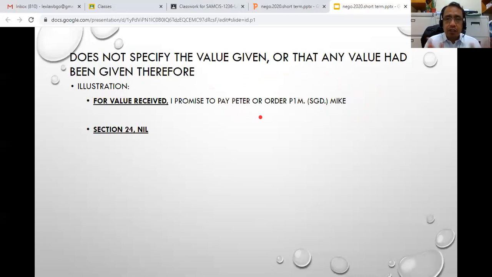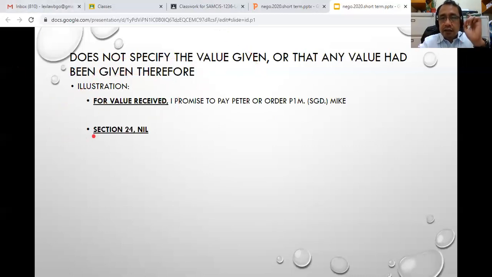For value received, what is that value? Section 25 of the Negotiable Instruments Law refers to what we call value. Valuable consideration refers to any consideration sufficient to support a simple contract. And it could even be a pre-existing obligation. Utang. Kaya yung sinasabi ko sa inyo kanina na si Mike, merong utang kay Peter. Kaya niya binigay yung promissory note na yan kay Peter. That is covered now by the phrase "for value received."